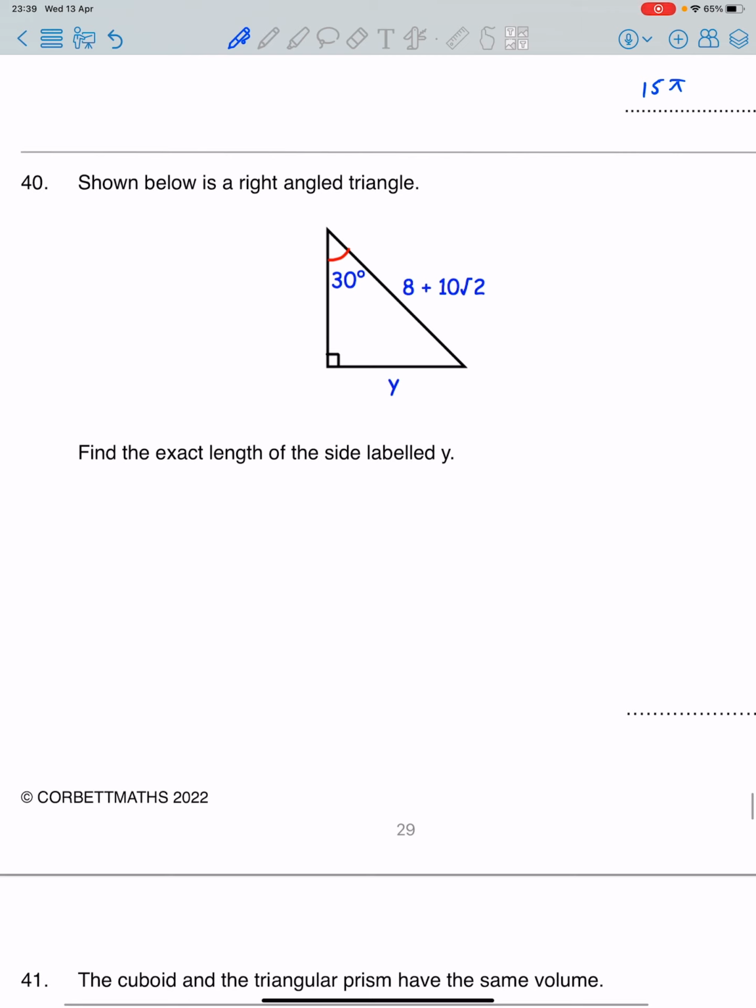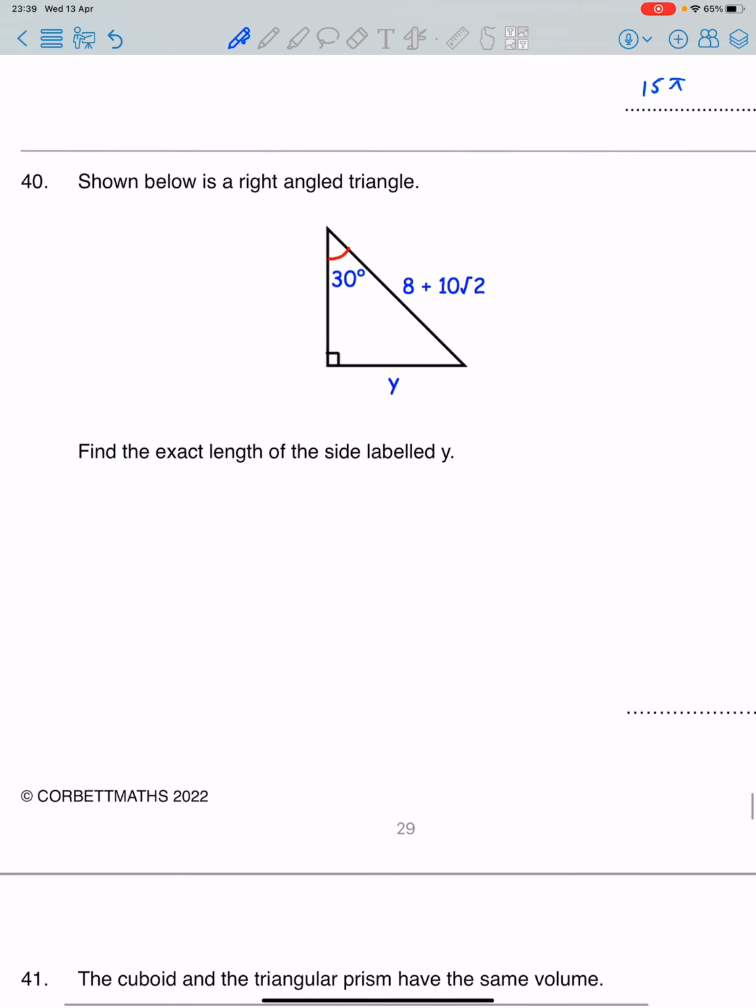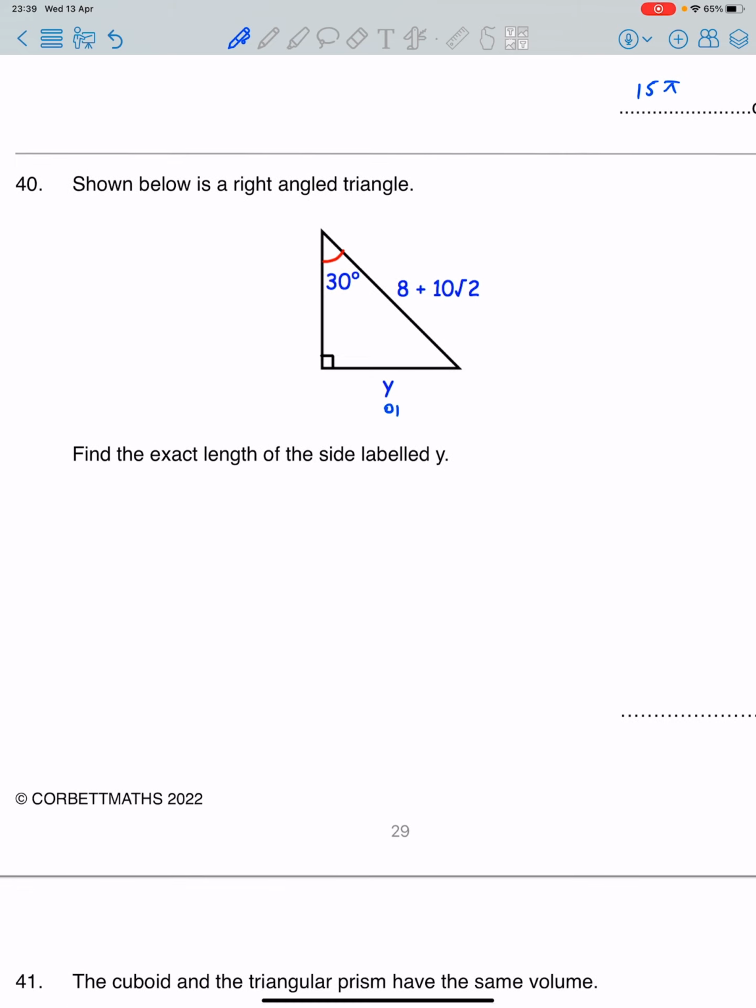Next question. Shown below is a right angled triangle. Find the exact length of the side labelled y. So I see here that we've only been given one length, and we've got an angle, and we've got a side length that we're trying to work out. So this is trigonometry, basic SOHCAHTOA. So this side length is our opposite the 30 degrees. This is adjacent, and then this is hypotenuse.